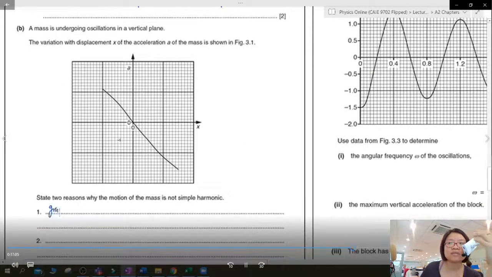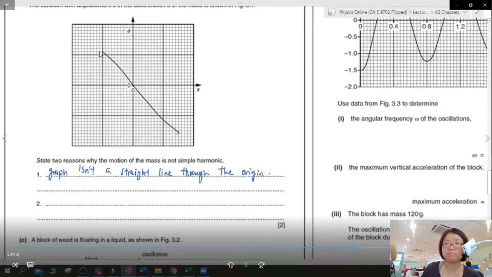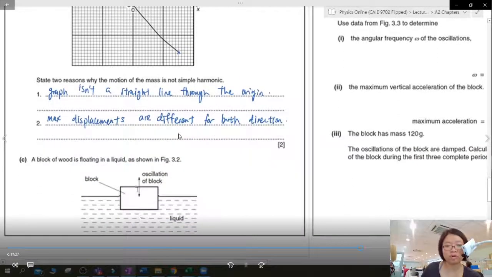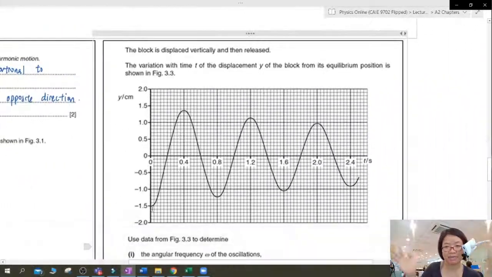So here you are asked to give two reasons why the motion is not simple harmonic. One, we have discussed this before, the graph is not a straight line through the origin. Don't forget to mention origin as well. And number two, the maximum displacement is not the same. You can see the maximum displacement here is like one big box, then the maximum displacement here is like 1.5 big boxes. So cannot. Okay? It must be a symmetrical graph.